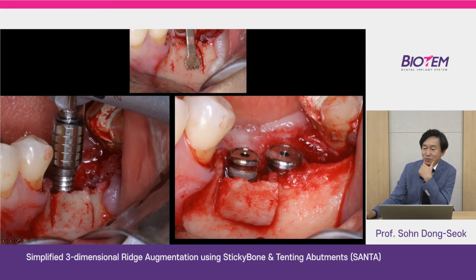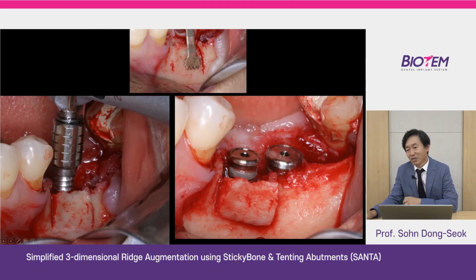What would you like to do to control this problem at this stage? Would you like to place a micro screw? Impossible when you place the implant at the same time. The simple way to stabilize the fractured buccal segment is to place StickyBone over the fractured segment.